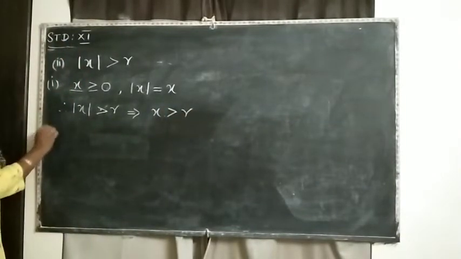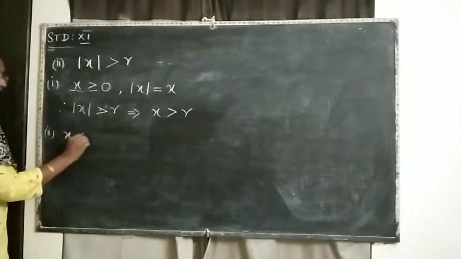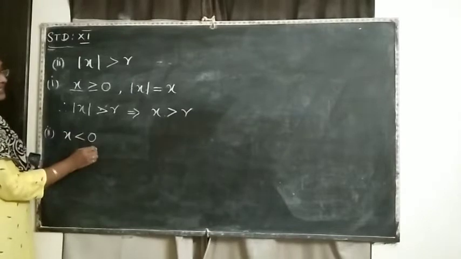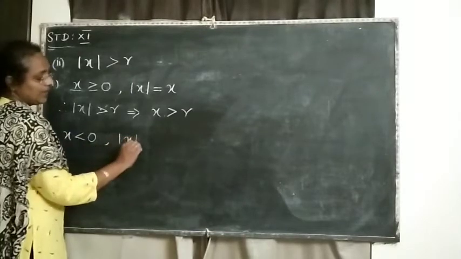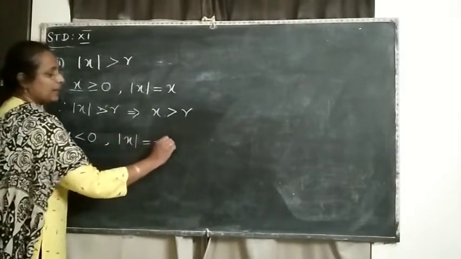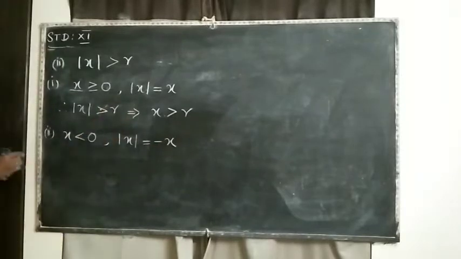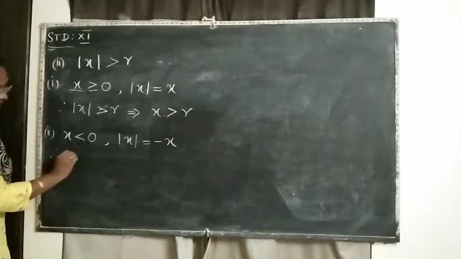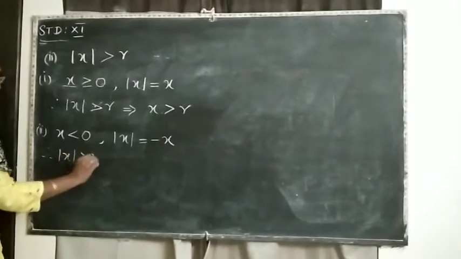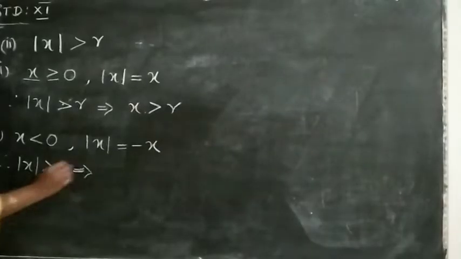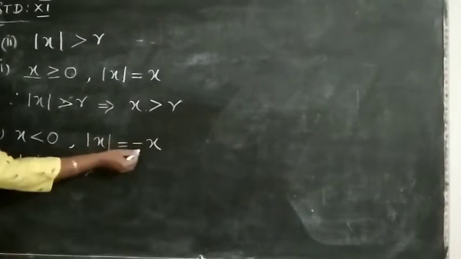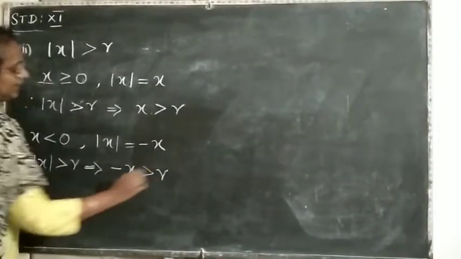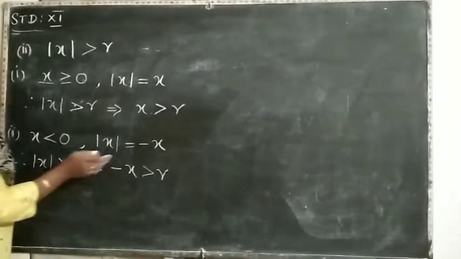Now look into the second case. x is less than 0. Now if x is less than 0, modulus of x will be equal to minus x, நம்ம introductionல பார்த்தோம் இல்லையா. Okay, therefore modulus of x is greater than r implies modulus of x க்கு பதிலா நான் என்ன substitute பண்ணலாம், minus x which is greater than r. Is that clear? Okay.